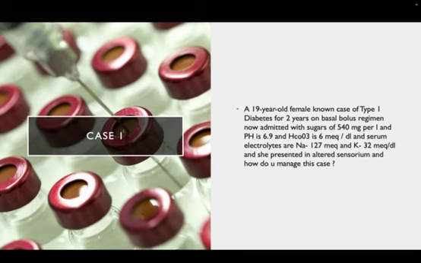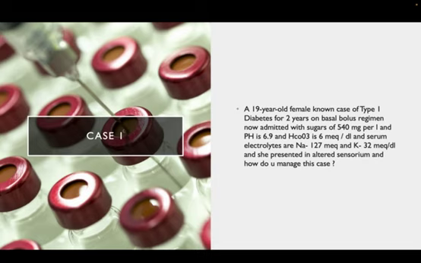The patient is now admitted with sugars of 540 milligrams per deciliter, pH of 6.9, bicarbonate of 6 milliequivalents per liter, serum sodium of 127 milliequivalents per liter, and potassium of 3.2 milliequivalents per liter. She presented in altered sensorium. How do you manage this case?